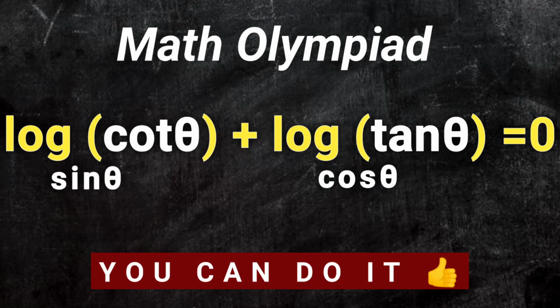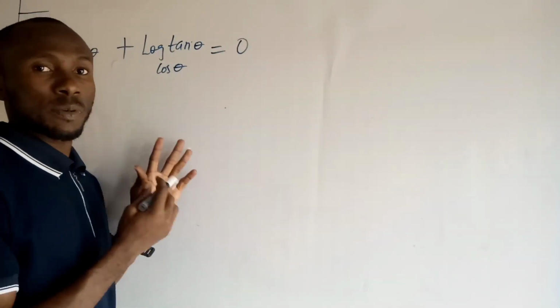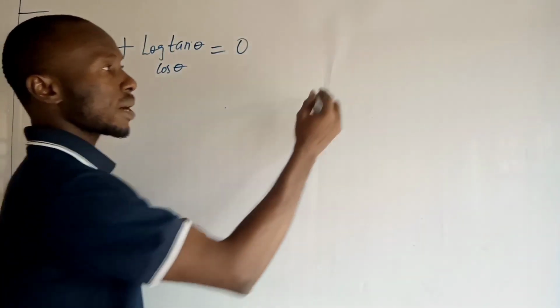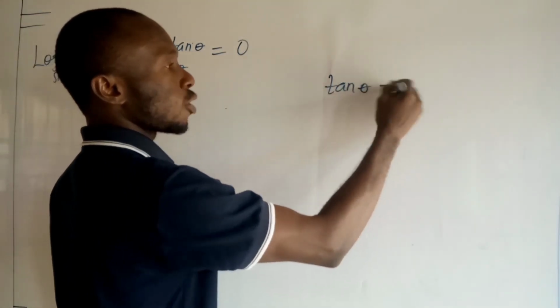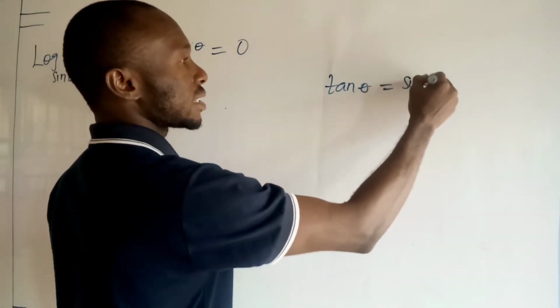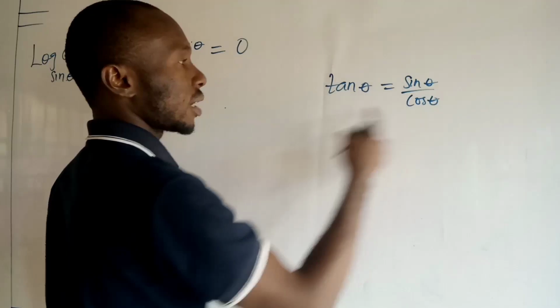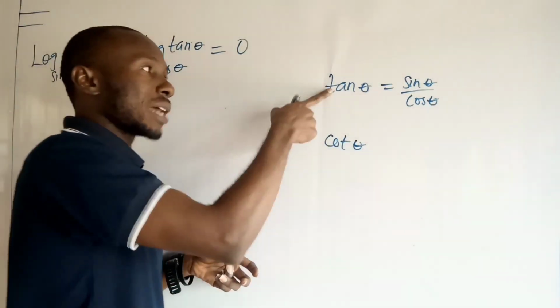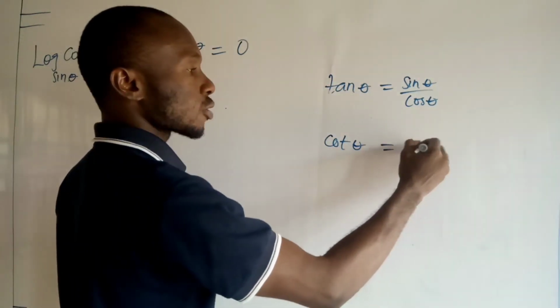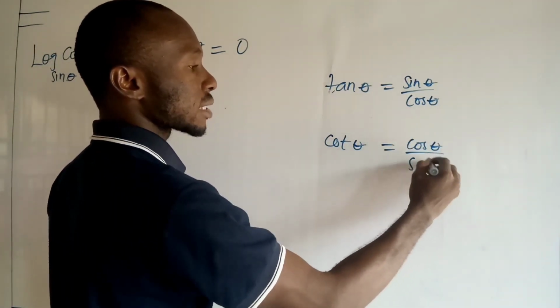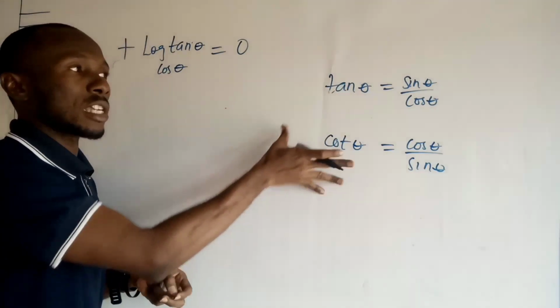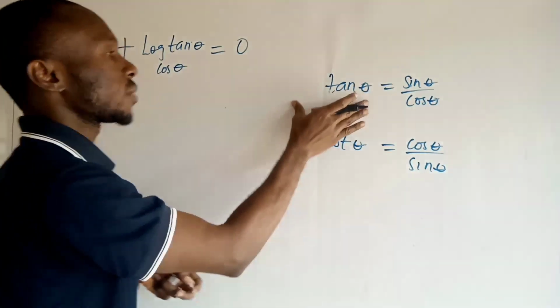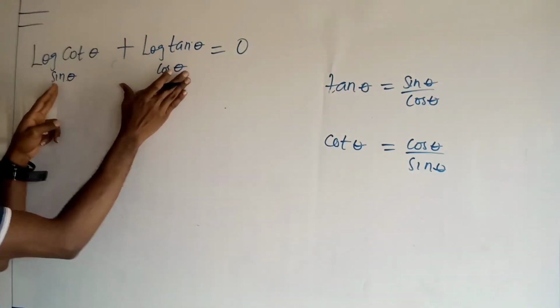Alright viewers, the first thing I want you to remember are some expressions for trig functions. Remember that tan theta can also be written as sine theta over cos theta, and of course remember cot theta, which is the inverse of tan theta, can also be written as cos theta over sine theta. With this expression for this trigonometric function, we are going to substitute these into this equation.